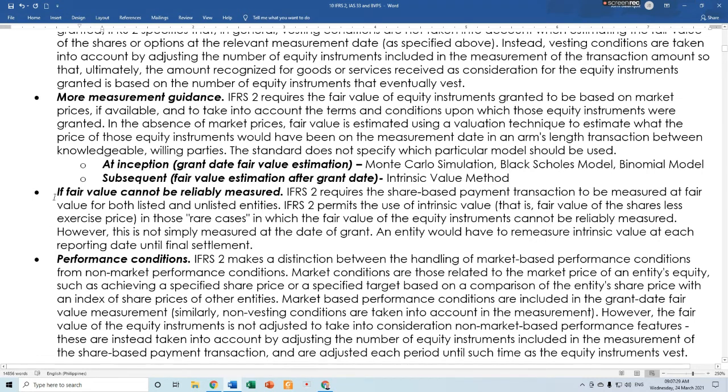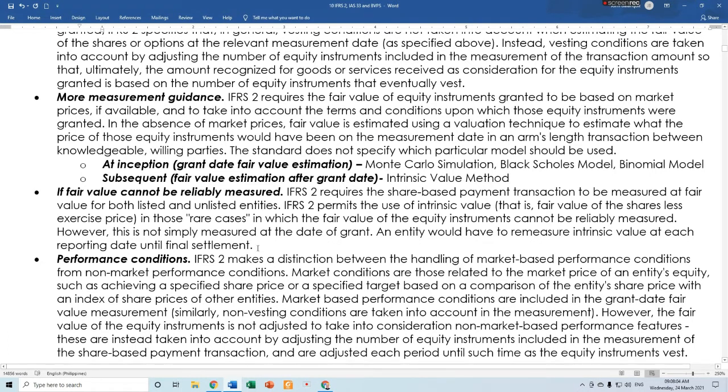So, ito, if fair value cannot be reliably measured, okay, IFRS 2 requires share-based payment transactions to be measured at fair value on both listed and unlisted entities. IFRS 2 permits the use of intrinsic value, that is fair value of the shares less exercise price, in those rare cases in which the fair value of the equity instruments cannot be reliably measured. However, it is not simply measured at the grant date. An entity would have to remeasure intrinsic value at each reporting date until final settlement.